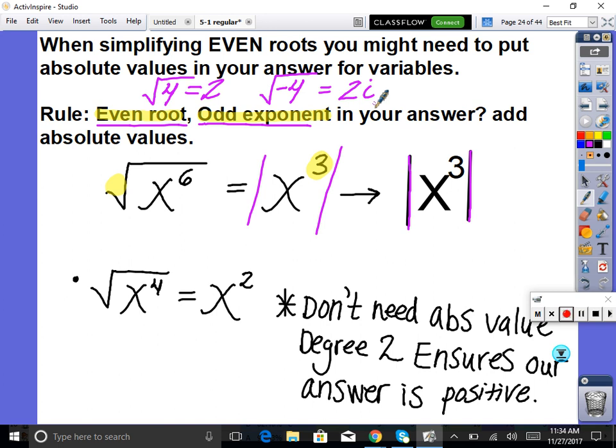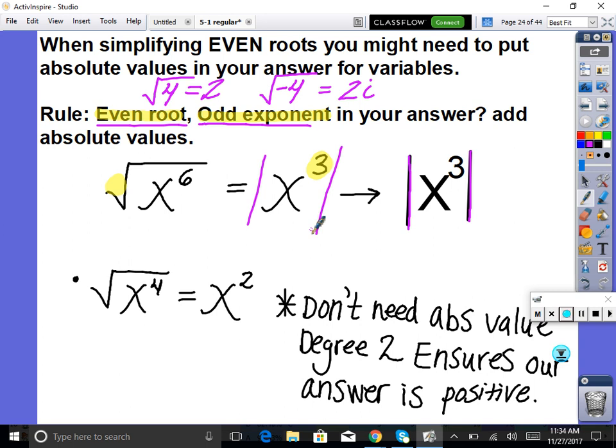So here, look at this answer. The square root of x to the 6, I get x cubed. If I plug in negative 2, isn't negative 2 cubed negative 8? Would that ever happen if we simplified a square root? Would we ever get a negative answer? No, it's either positive or i. So we would need to put absolute values to say, well, it's a positive answer. It really would simplify to be positive 8.